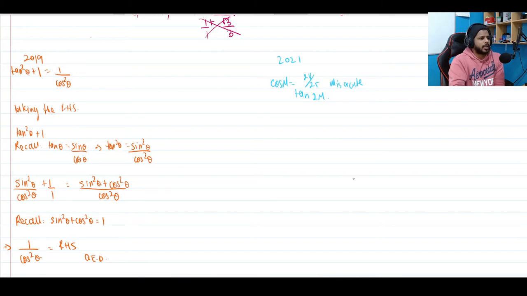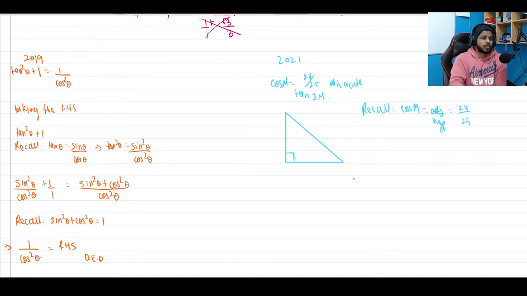I'll draw my right angle triangle. I will recall cosine of any angle, we'll call m, is adjacent over hypotenuse, which is 24 over 25. This implies that the adjacent is 24. If this is the angle m, my opposite is here, my adjacent is here. So this is 24, my hypotenuse is 25.